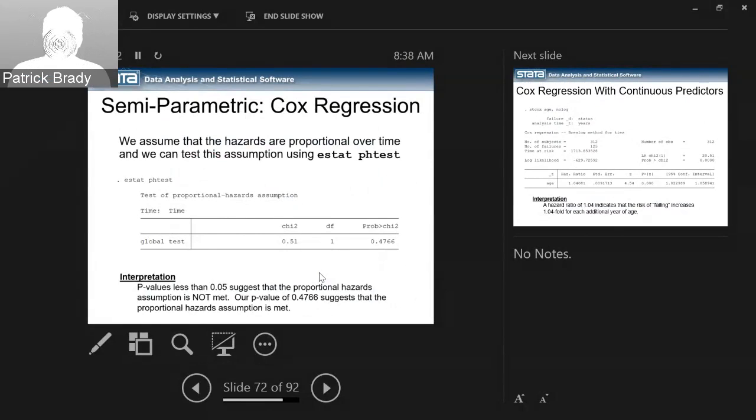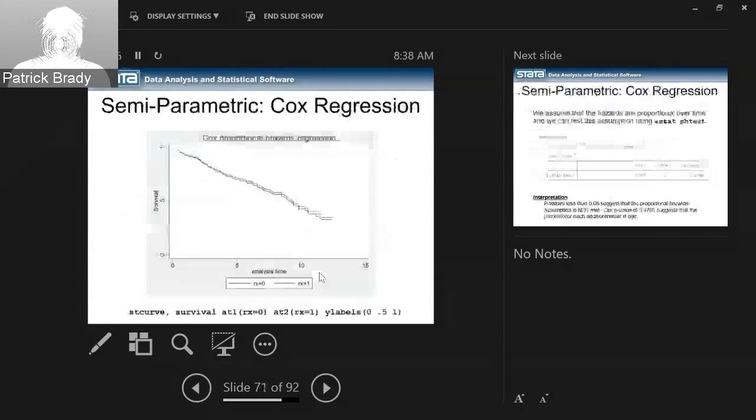Now, one of the things that we assume when we run Cox regression, I keep calling it Cox regression, but it's actually called Cox proportional hazards regression, or Cox proportional hazards models. What that means is that the difference between these two lines is proportional over the entire span of time. That the vertical distance between those two lines is the same regardless of what point in time I choose. That's the proportional hazards assumption.